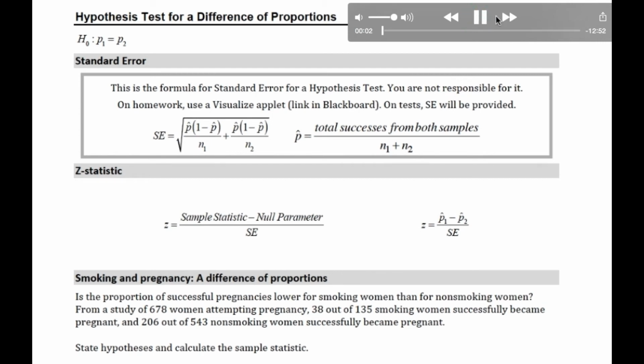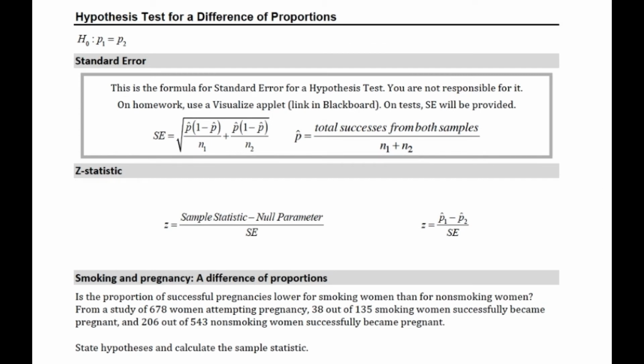We're going to take a look at a hypothesis test for a difference of proportions. When we're working with two proportions, our null hypothesis is always that the two proportions are equal. But we could also write this hypothesis as P1 minus P2 equals 0. And so this is why we refer to it as a difference of proportions.